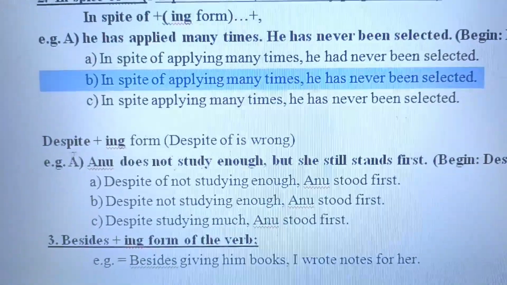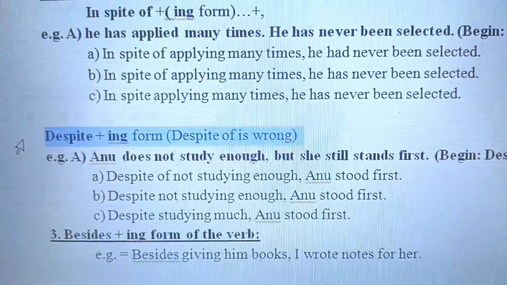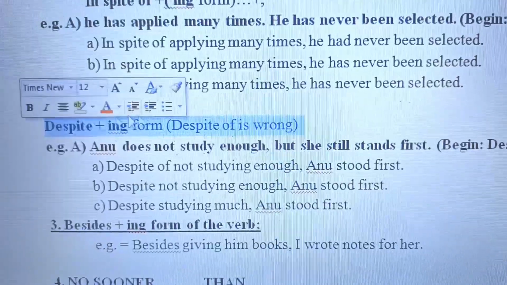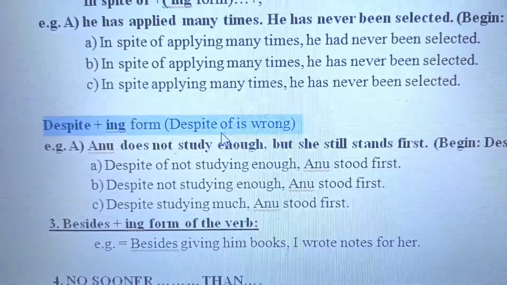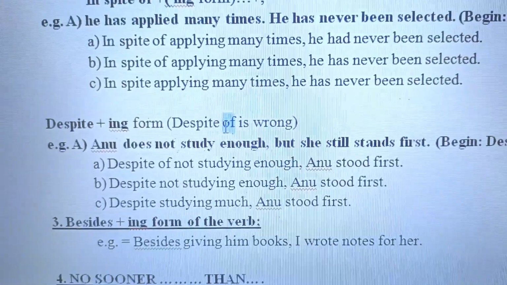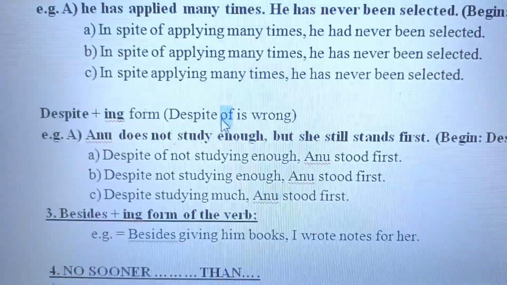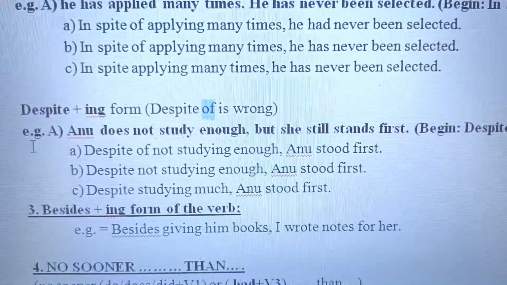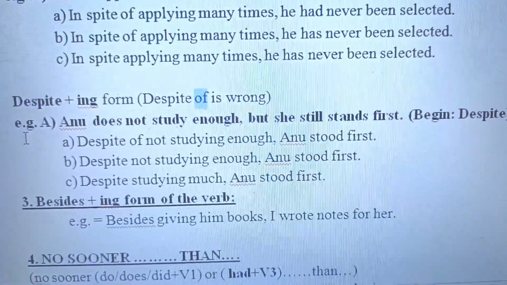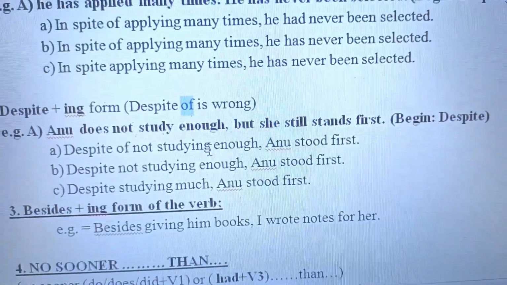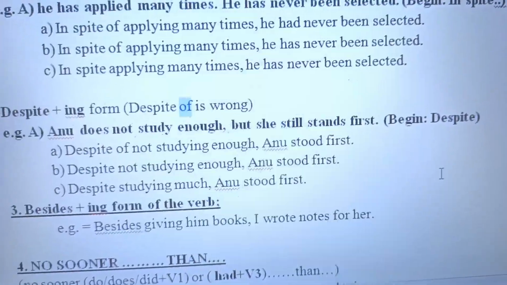Next we'll see about despite. So despite also follows the ing form, but then the preposition of is not used while using this particular word despite. We never say despite of. So just see one example here. Anu does not study enough, but she still stands first. And here you have to begin the sentence with despite.